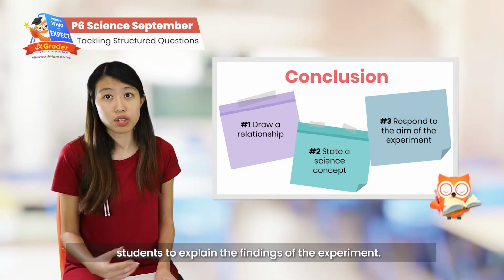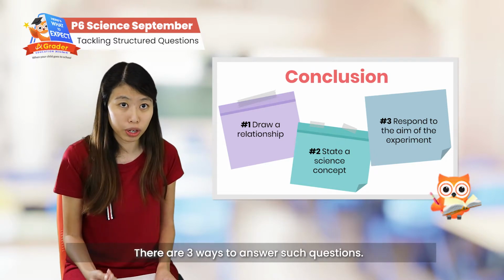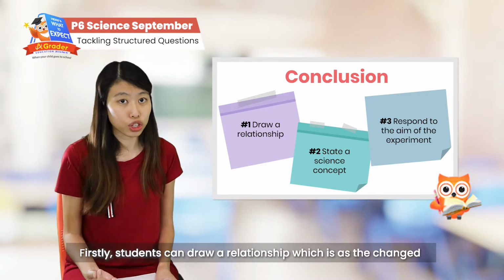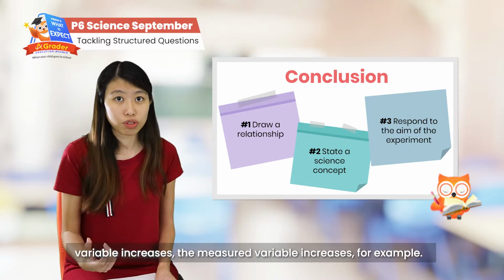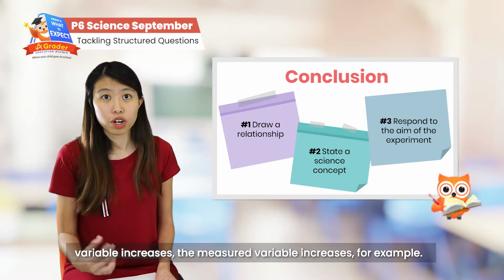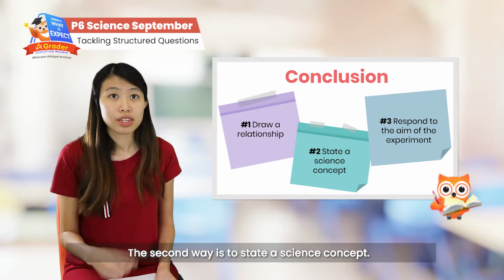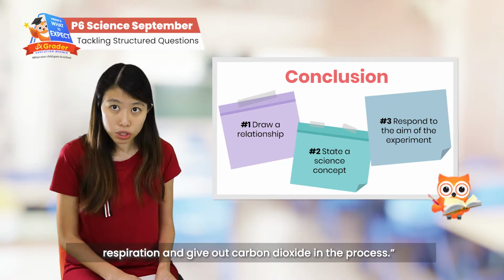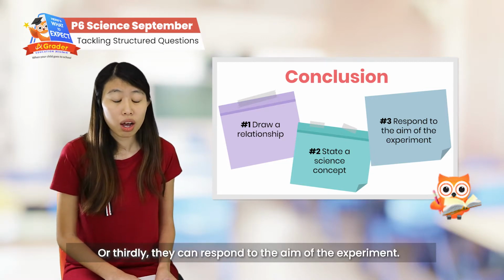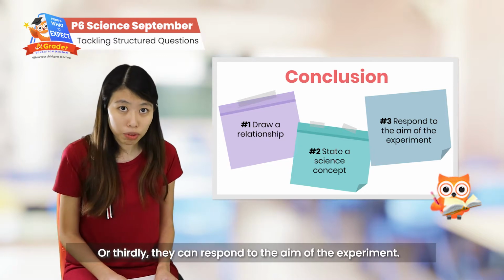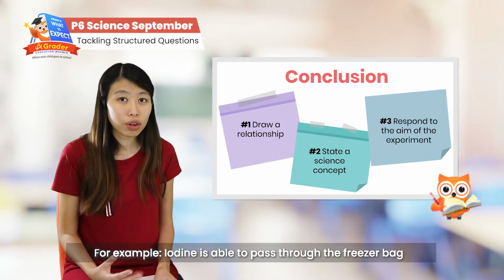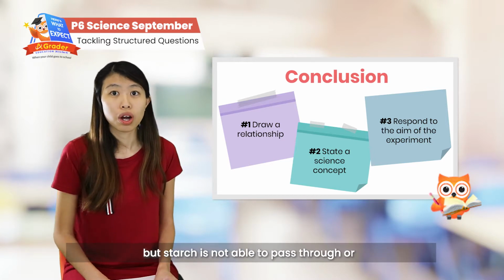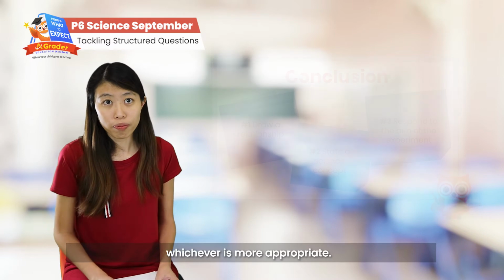These questions require students to explain the finding of the experiment. There are three ways to answer such a question. Okay, firstly, students can draw a relationship, which is as the changed variable increases, the measured variable increases, for example. The second way is to state a science concept. For example, germinating seeds undergo respiration and give out carbon dioxide in the process. And thirdly, they can respond to the aim of the experiment. For example, iodine is able to pass through the freezer bag, but starch is not able to pass through, or whichever is more appropriate.